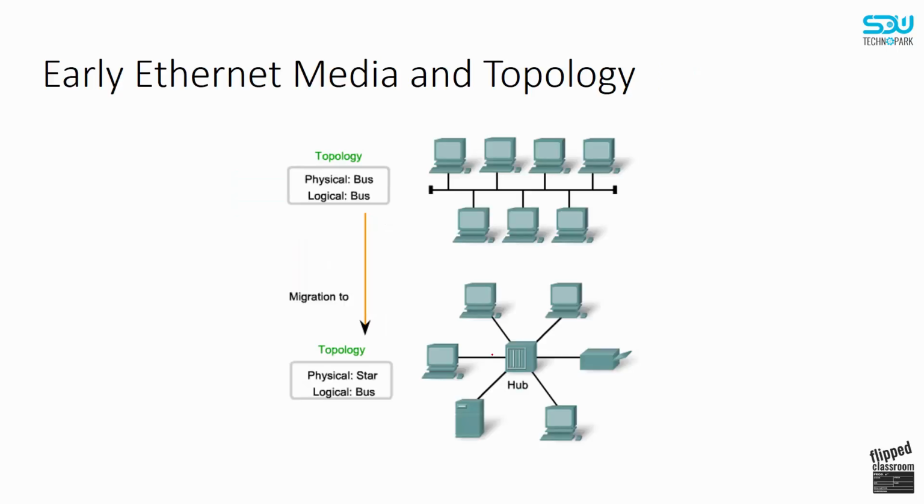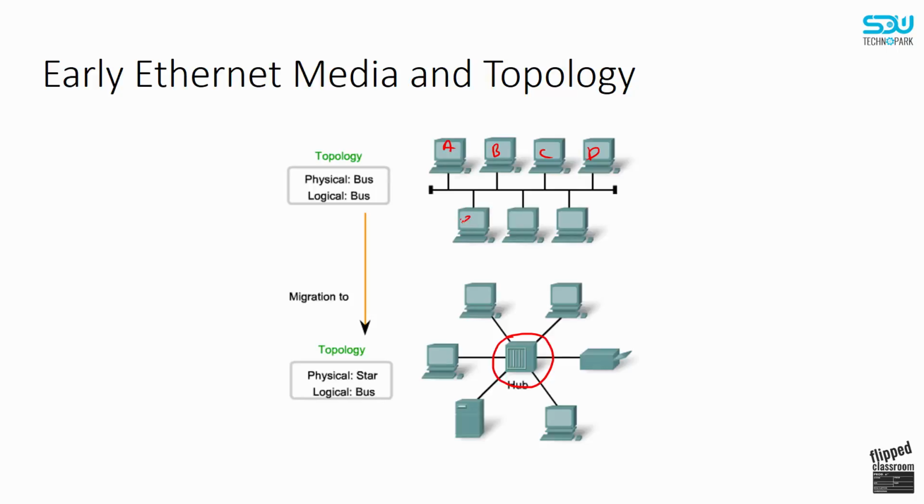Early Ethernet, media, and topology. Previously, the physical topology was the bus, and the logical topology was the bus. But afterward, our physical topology migrated to star because we started to use centralized equipment like a hub or the switch. So nowadays, when you speak about the Ethernet topology, physically it is a star topology, and logically it is a bus topology.